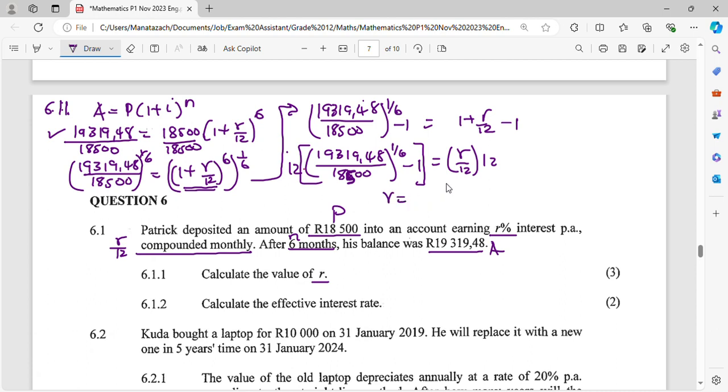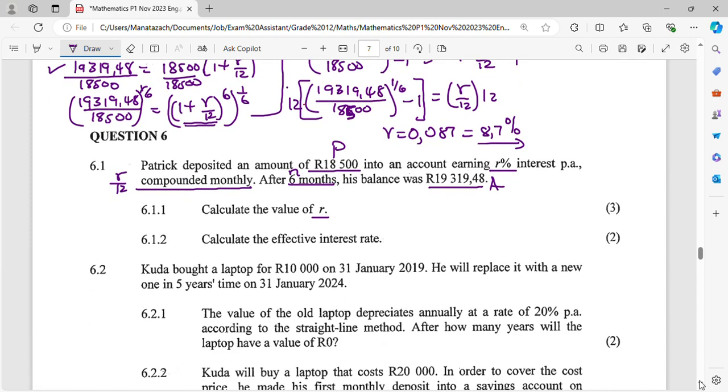That's when I can start using a calculator once off. So that's 19,319.48 divided by 18,500, to the exponent of 1 divided by 6, minus 1, times 12. That gives me R equal to 0.087. If I want to write it as a percentage, I multiply by 100, so that would be 8.7%. So that's it for 6.1.1.